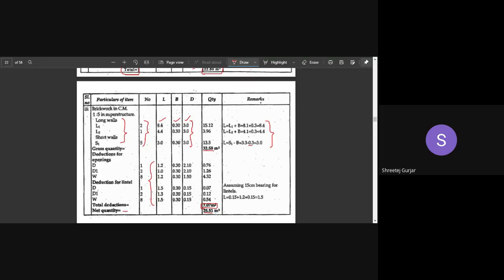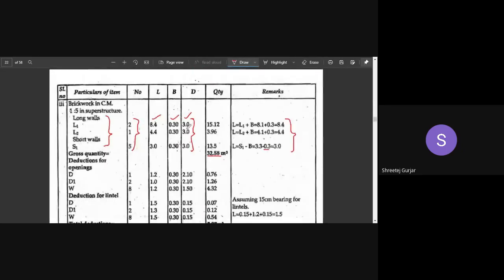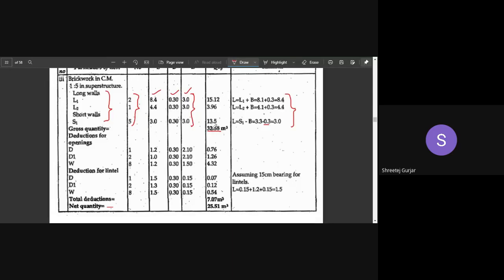So let me just explain how we have calculated the deductions. We have calculated the net quantity and gross quantity, the gross quantity of brickwork in the superstructure. Coming to openings, the number of doors D, you can observe in your plan, is one in number. The number of doors D1 is two in number. And the number of windows you can see in your plan is 8 in number.